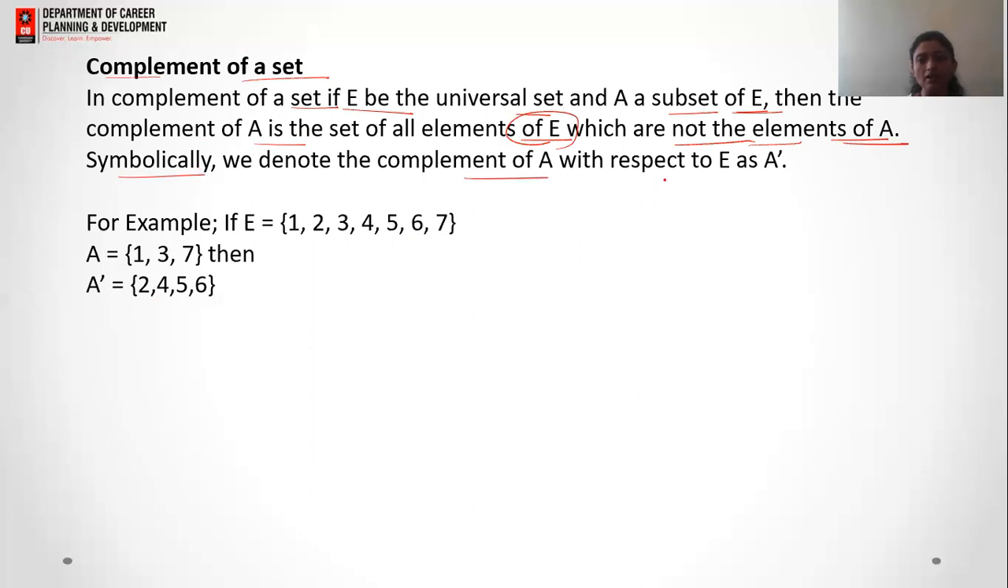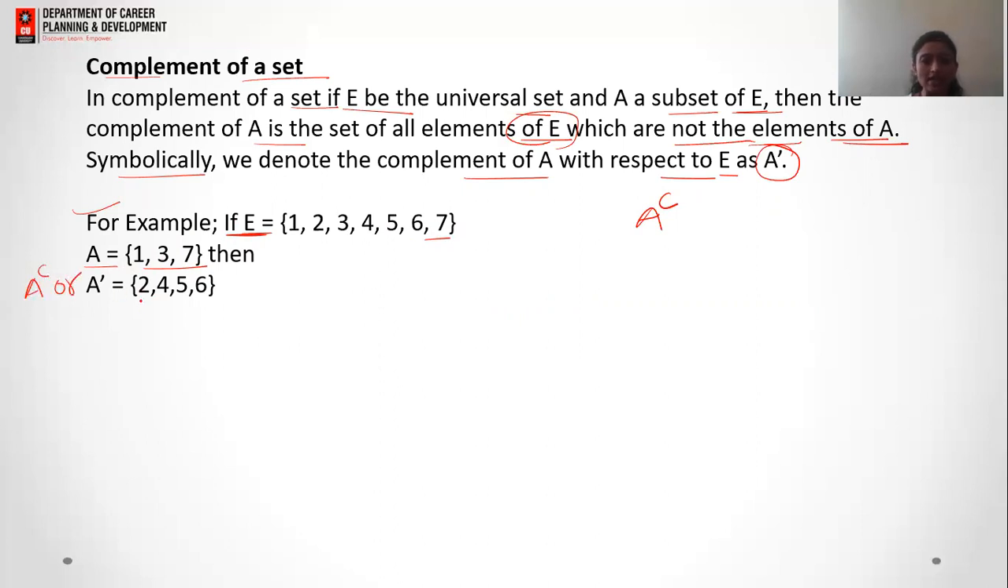Symbolically, we can denote the complement of a set as A power C or A dash. So for example, let's say in the universal set E, there are elements 1, 2, 3, 4, 5, 6, and 7. And there is a set A, and in set A, the elements are 1, 3, and 7. Then what will be the complement of set A?